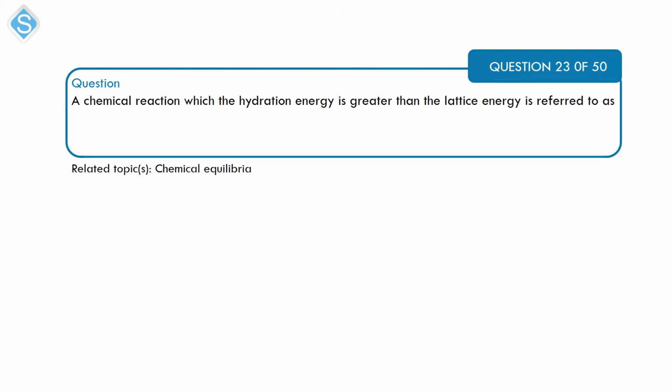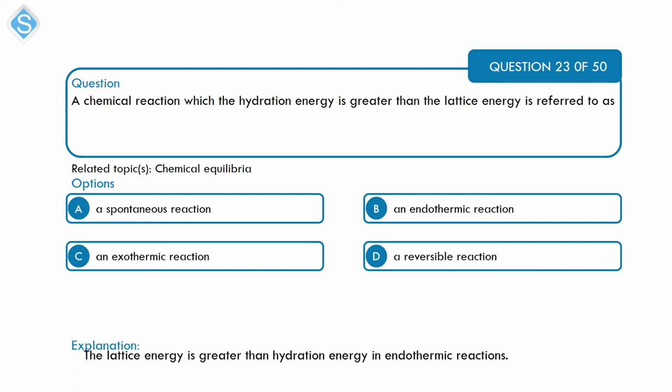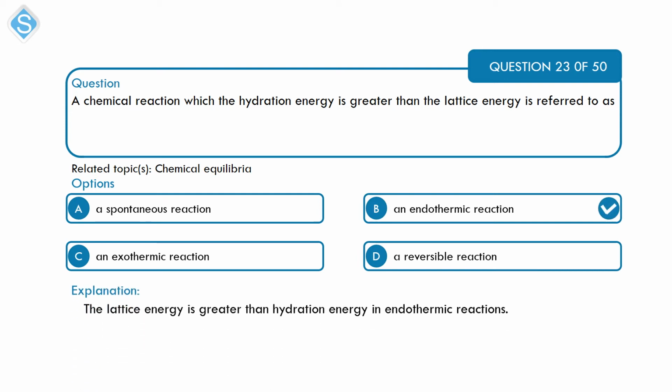Next on chemical equilibrium, a chemical reaction in which the hydration energy is greater than the lattice energy is referred to as A. a spontaneous reaction, B. an endothermic reaction, C. an exothermic reaction, and D. a reversible reaction. A chemical reaction in which the hydration energy is greater than the lattice energy, that is an endothermic reaction.